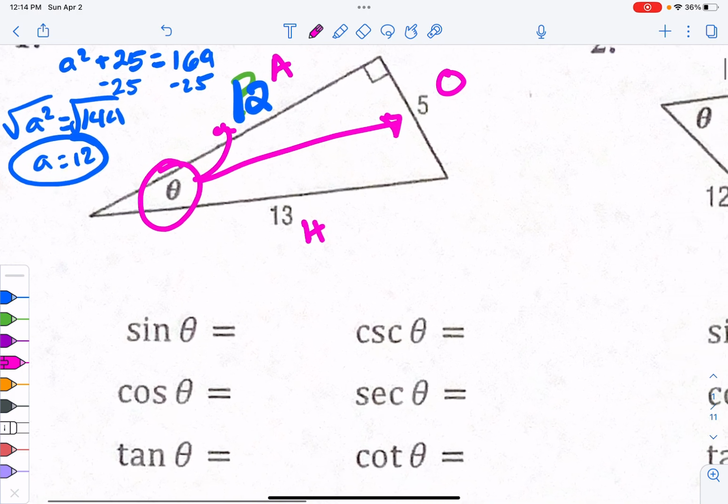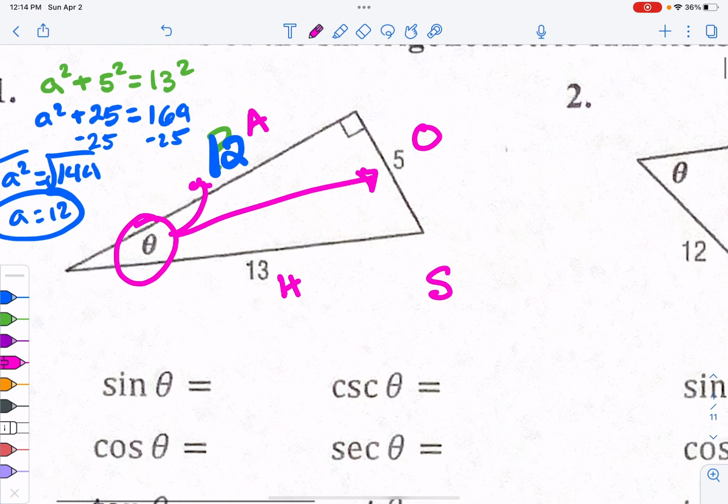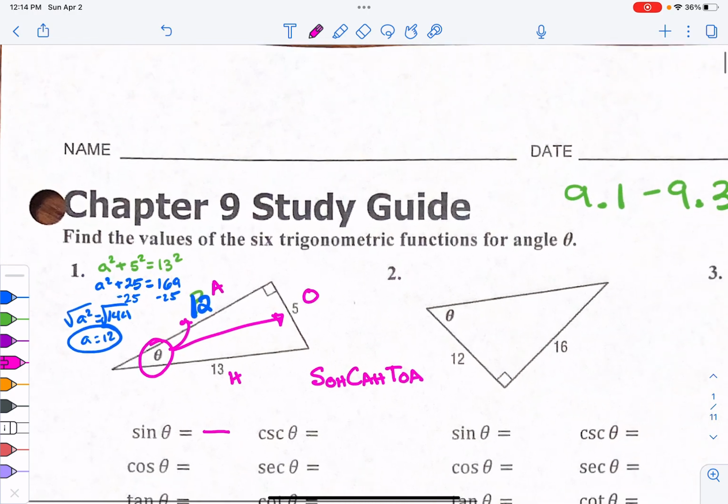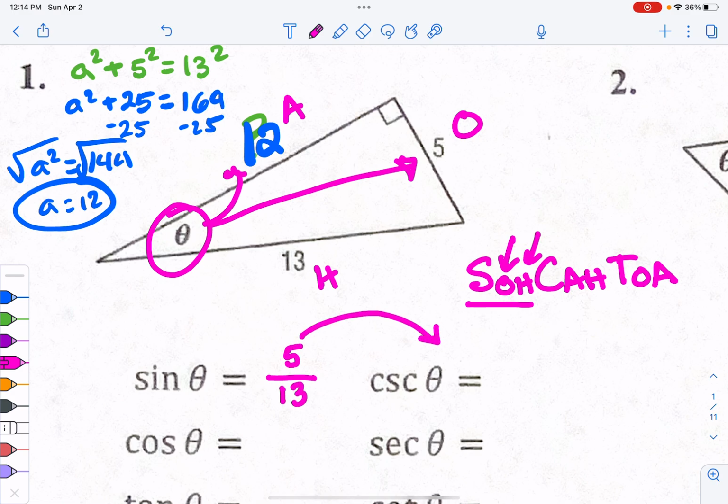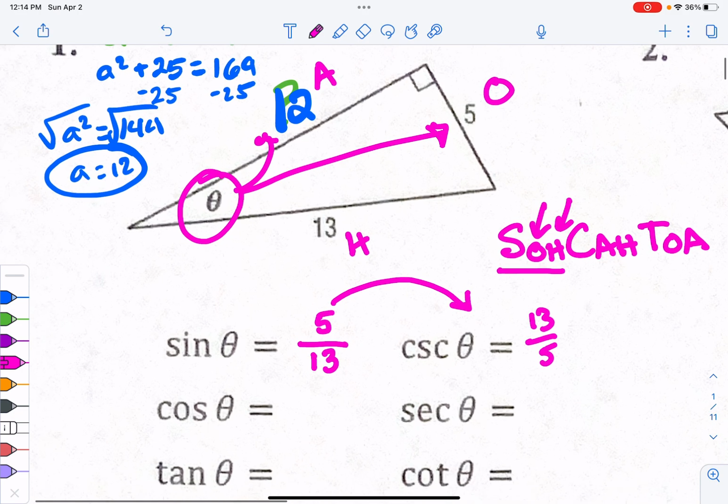And then for my 6 trig functions, I go back to SOHCAHTOA, S-O-H, C-A-H, T-O-A, and they just want me to write out the fractions, I think. Find the values. Yep. So for sine, opposite goes on the top and hypotenuse goes last. So the opposite is 5, the hypotenuse is 13, so sine is 5 over 13. Cosecant is going to be the opposite of that, so 13 over 5. Then cosine is adjacent over hypotenuse, so we've got 12 over 13.